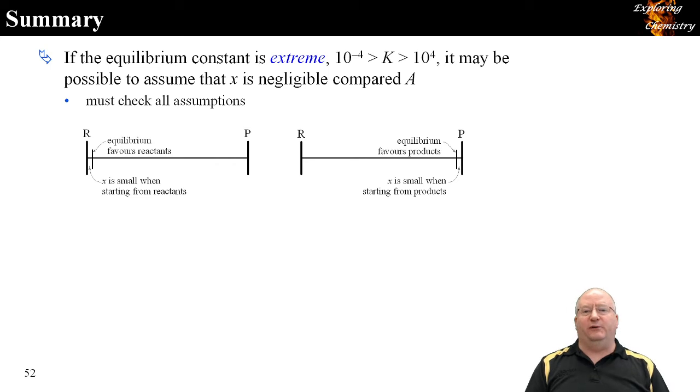But also, if your equilibrium constant is extreme, that is, if it's less than 10 to the minus 4 or greater than 10 to the plus 4, it may be possible to assume that X is negligible, which absolutely simplifies the calculations. But if you are going to make that approximation, you need to go through and check to make sure that it is a valid approximation, and we are employing a 5% rule to do that.